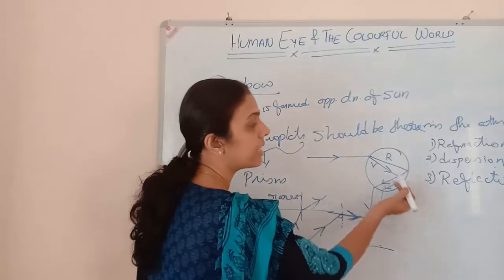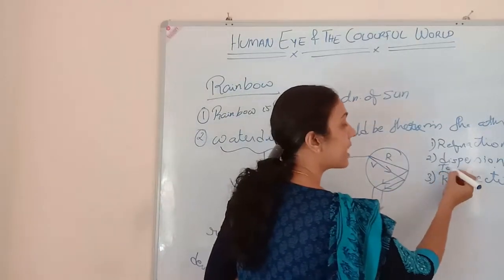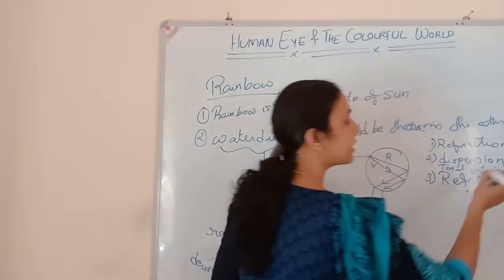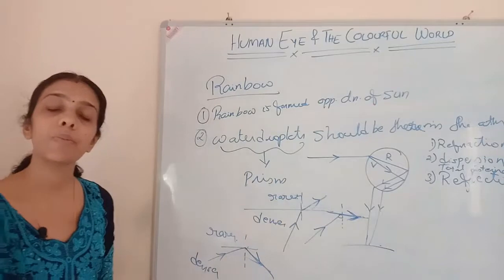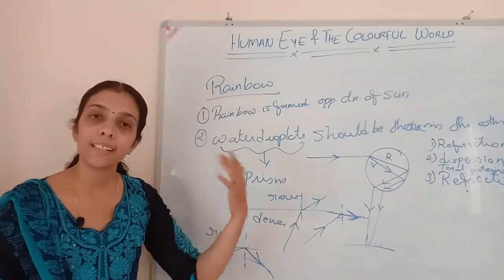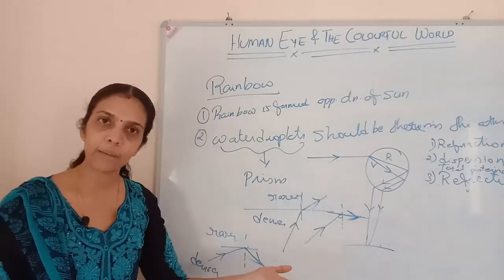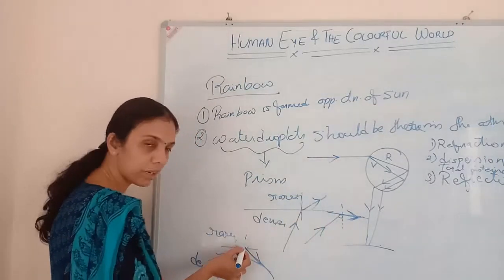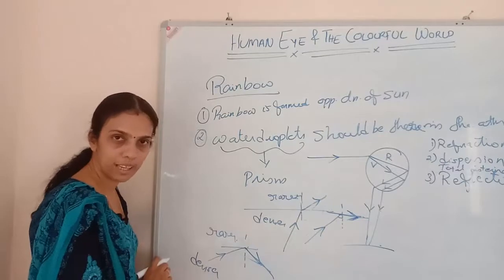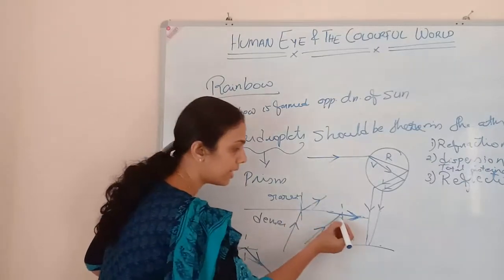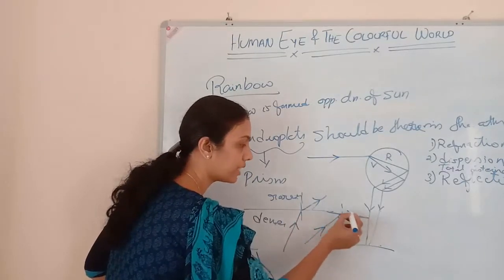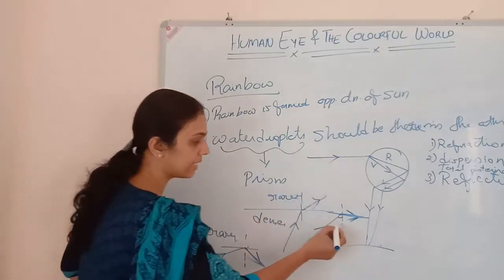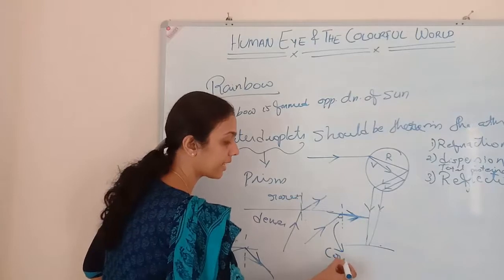So here it is total internal reflection. That reflection is called total internal reflection. That is, when a ray of light is incident from a denser to a rarer medium, after a particular angle the ray will reflect back into the same medium itself. This angle, when the refracted ray is passing along the surface of separation, is called the critical angle.